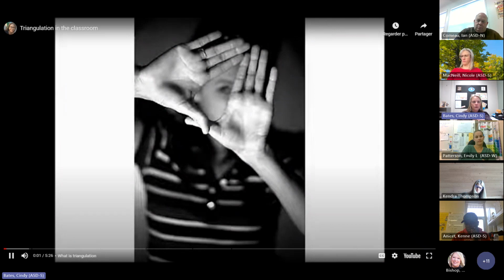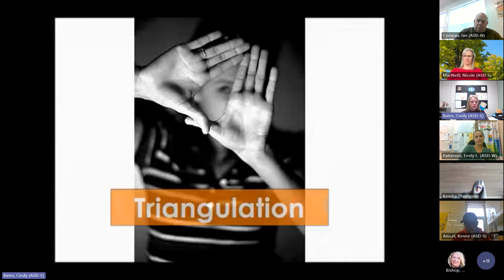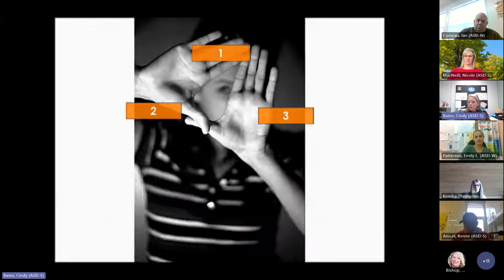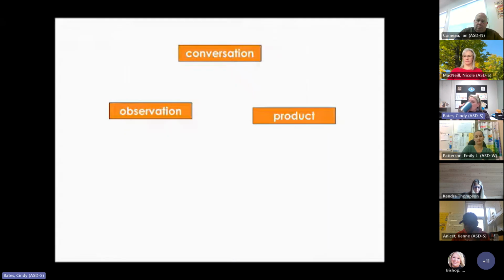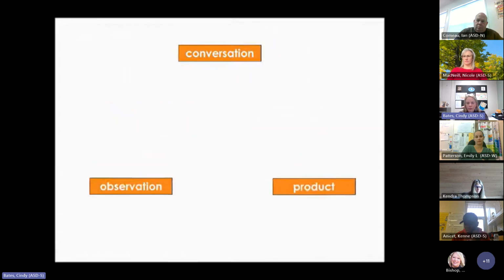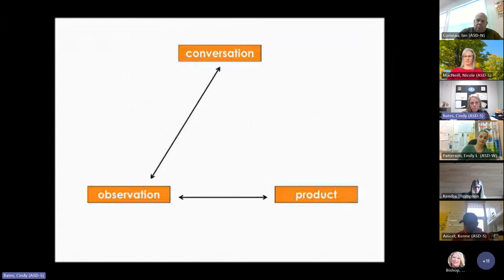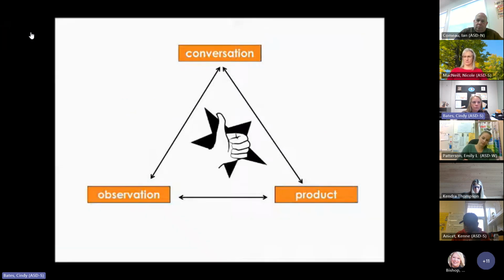We want to look more deeply into gathering evidence of learning, and triangulation is the model we're exploring. So what exactly is triangulation? It involves gathering evidence of student learning over time from 3 different sources: observation, conversation, and product. We can then compare these different samples of evidence to each other to get as accurate a picture as possible of student learning.